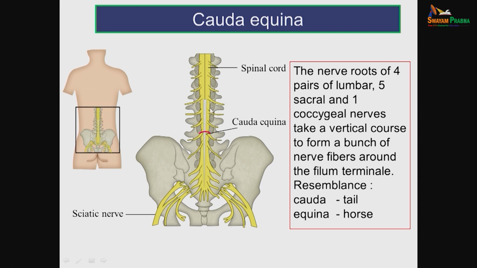So, this bunch of nerves is called the cauda equina. Cauda equina means it resembles a horse's tail. Cauda means tail, equina means horse. The cauda equina hence is composed of the lower 4 pairs of lumbar nerves, 5 pairs of sacral nerves and 1 pair of coccygeal nerves.